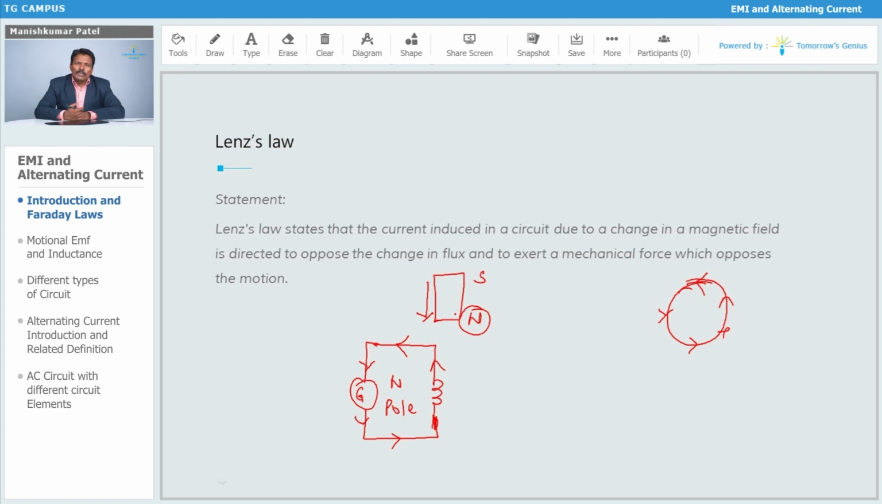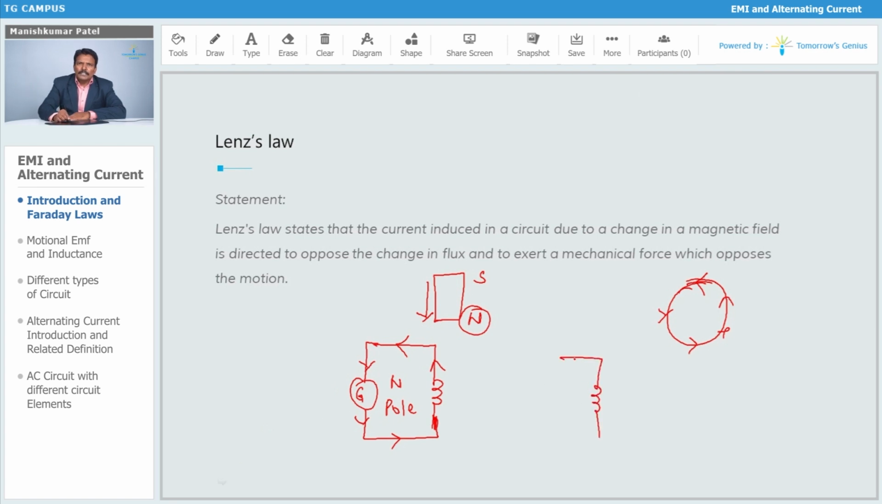How will it oppose the cause? By making the current flow in such a way that the coil itself acts as a north pole, because of which it opposes that cause. This is what we call Lenz's law: the direction of induced EMF will act in such a way that it opposes the cause. Similarly, this is valid for all the examples.